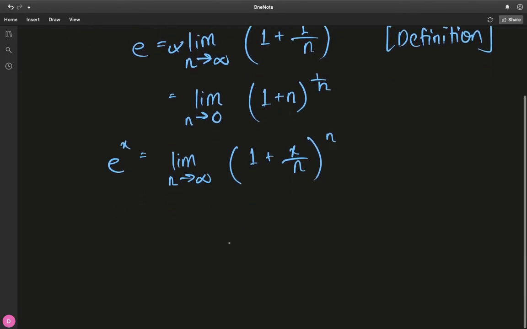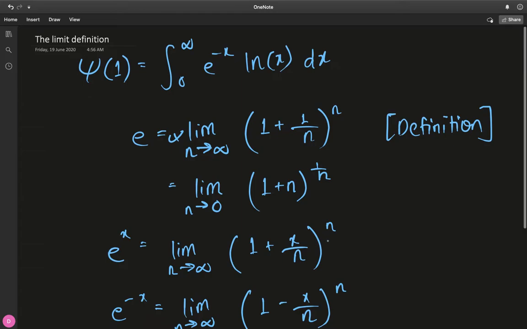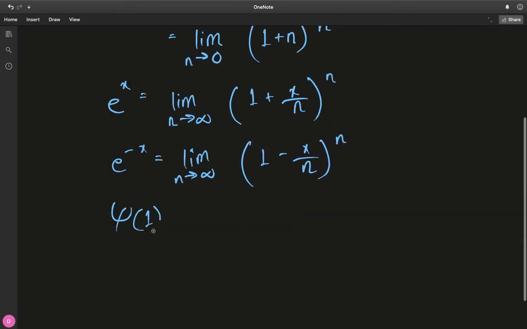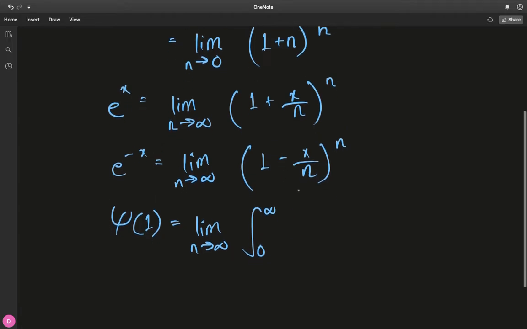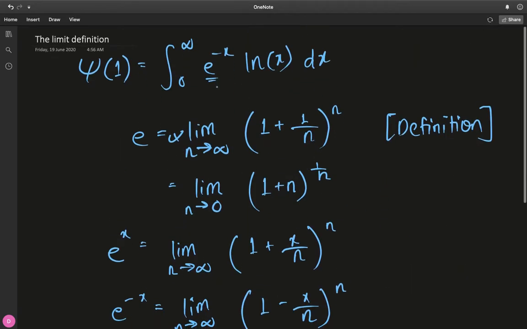Now since we have e raised to negative x, let's make that change. E raised to negative x is the limit as n goes to infinity of 1 minus x over n, all raised to the nth power. I would really like to plug this definition of e raised to negative x inside our integral. So we have digamma of 1 equal to the integral from 0 to infinity. But wait, before I forget, we have a limit, so we have to take the limit outside the integral. The limit as n tends to infinity of the integral from 0 to infinity of, in place of e raised to negative x, 1 minus x over n to the nth power times natural log of x dx. We just plugged in the limit definition.